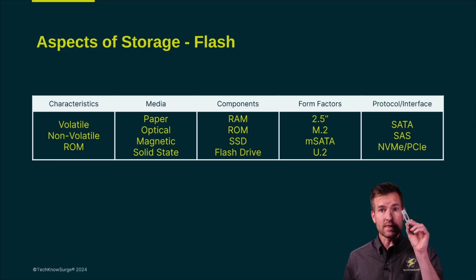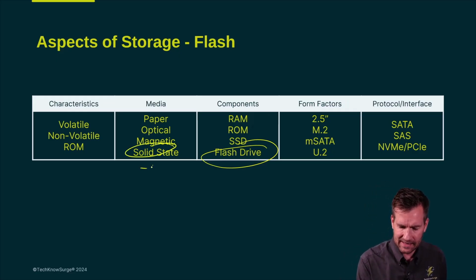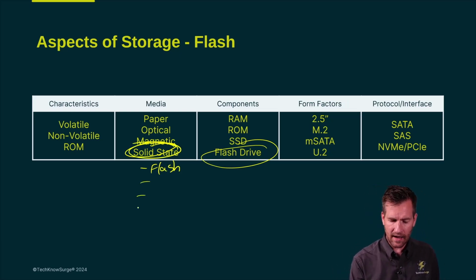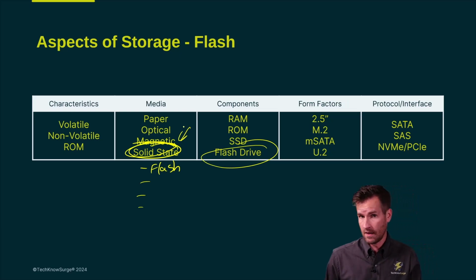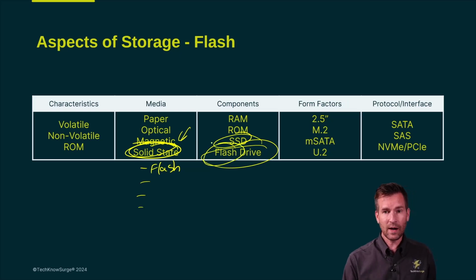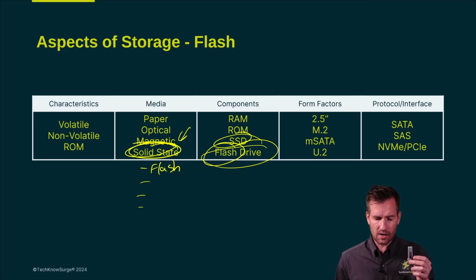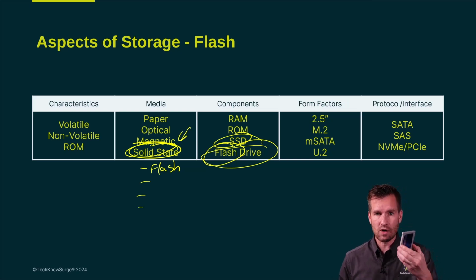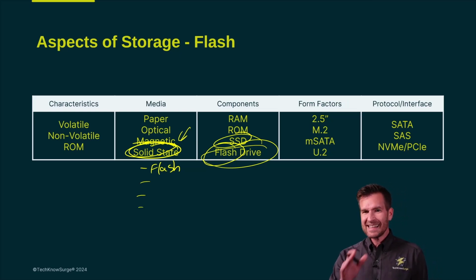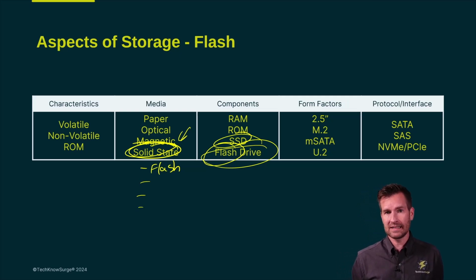When we think of flash, we think about a flash drive. But flash is just a type of solid state right here. Flash is a type of solid state, and there's actually a lot of other examples, although flash is one of the really prevalent ones that are out there. Solid state drives use flash as well. The same circuitry and the same type of technology that's in here is in most of our solid state drives as well. So we can see these overlapping themes that come through all of these different characteristics, media, components, form factors, and protocols and interfaces.